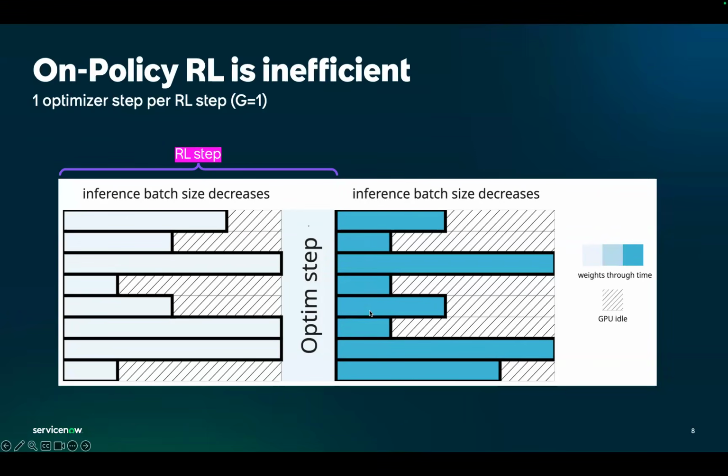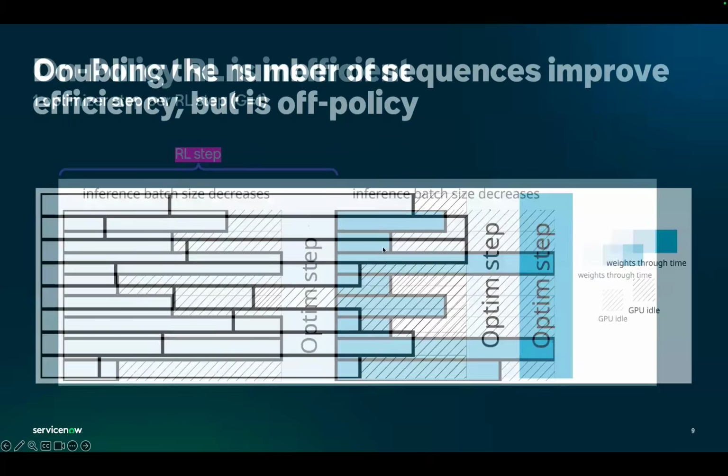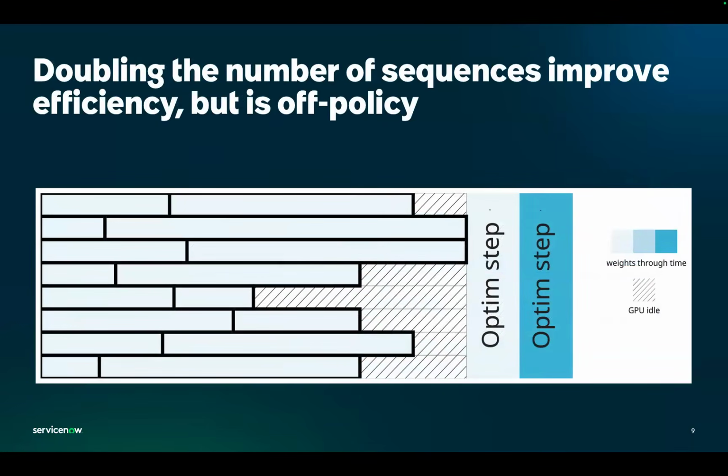Here, the color refers to the weight version. So we collected the data under the light blue weight. We did the optimizer step under the light blue weight, so we're very happy, on policy. But then the color changes, and we have a new policy. Okay. So you would tell me, just generate more rollouts, right?